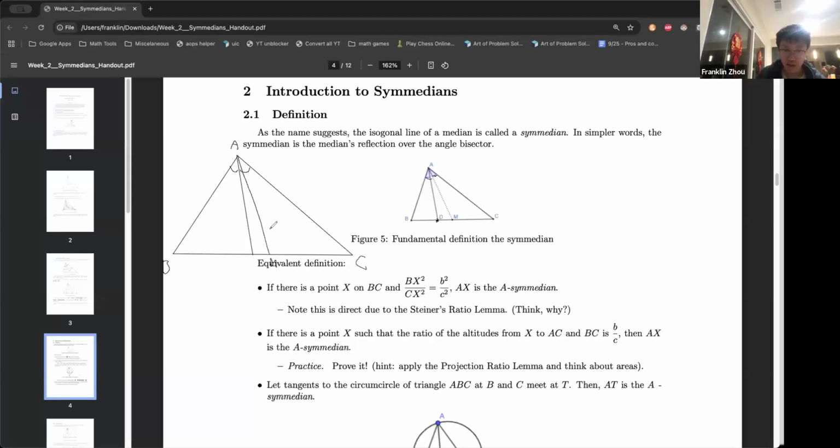Can anyone tell me why reflecting the median over the angle bisector will result in the Symmedian? To start off, think about what it means to reflect a line over another line.